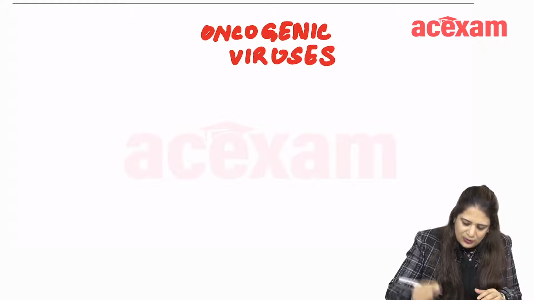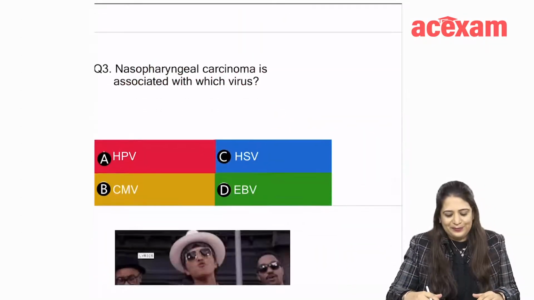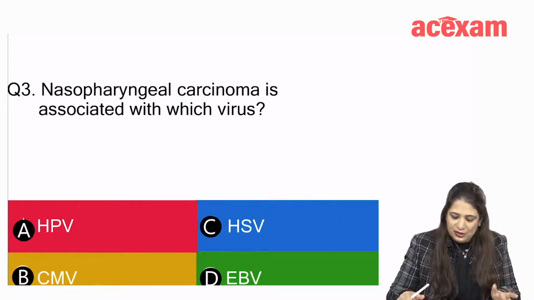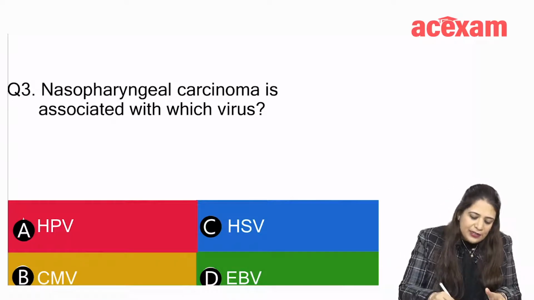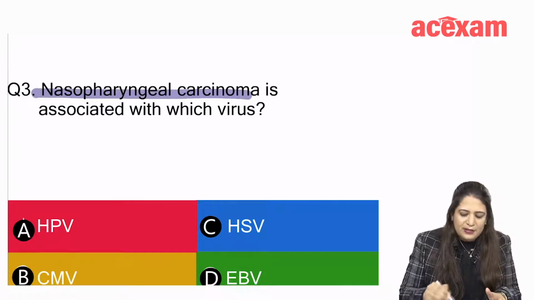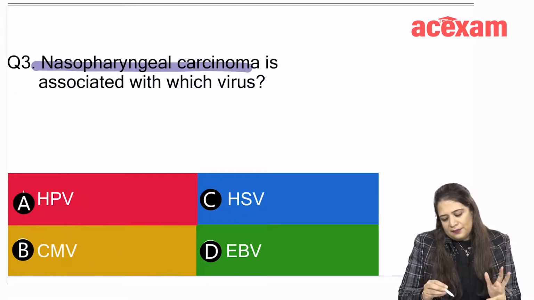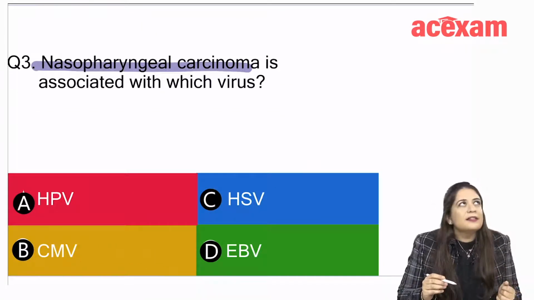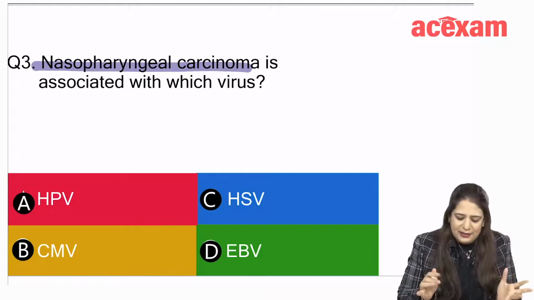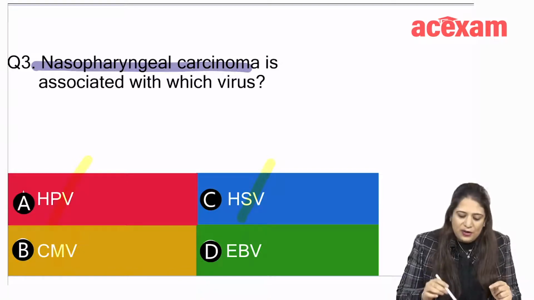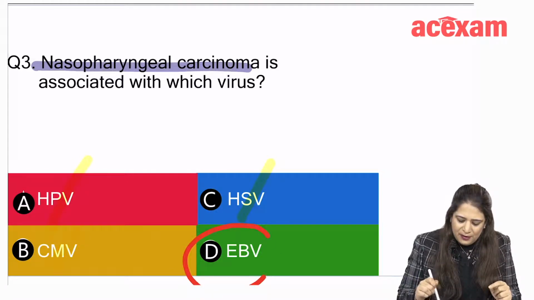And to discuss the oncogenic viruses, let us move on to the next question. This question was again asked in the FMGE exam: nasopharyngeal carcinoma is associated with which virus? Some of you might know this answer, some of you would be scratching your brains: was it CMV, was it HSV, HPV? The answer to this question is Epstein-Barr virus.